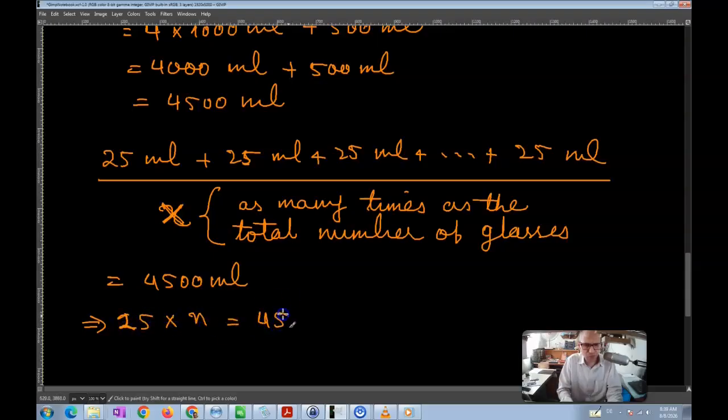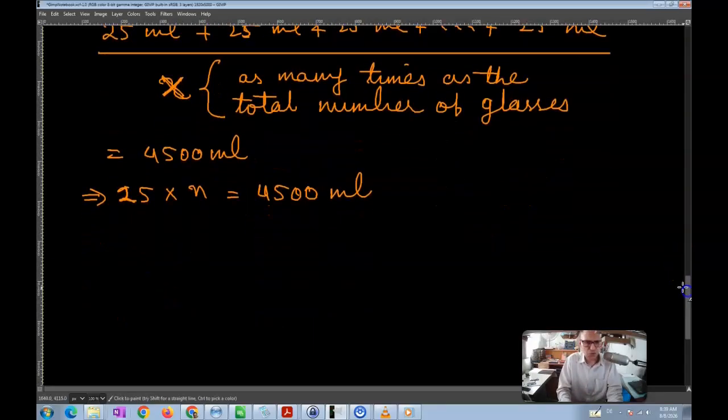which is equal to 4,500 milliliters. If you ever get into trouble setting up your equation, or if you're not sure your equation is right, do something like this. Start from the very basics, meaning adding things together. Then out of that addition, you can create some sort of multiplication, and then you can solve the problem. That way, you know that your logic is right, and your equation is therefore also right.